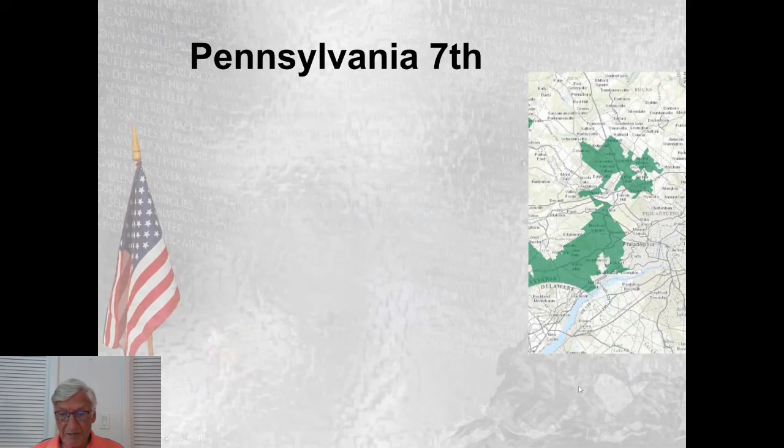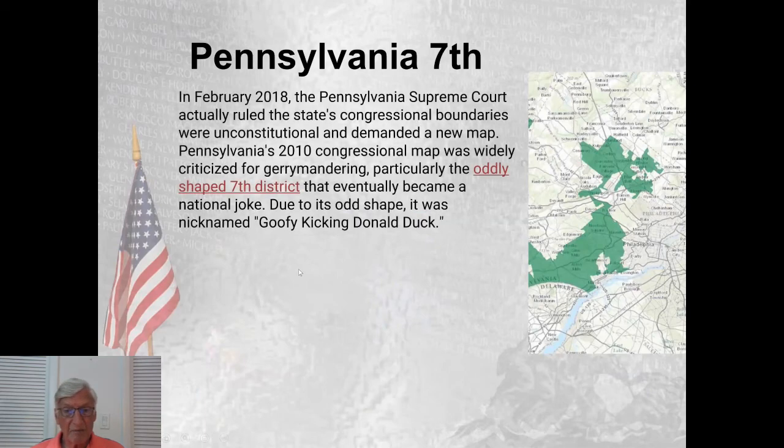Pennsylvania's 7th. In February 2018, the Pennsylvania Supreme Court actually ruled that the state's congressional boundaries were unconstitutional and demanded a new map. In particular, they called attention to the 7th district. It became a national joke, and people who were doing this for a living called it Goofy Kicking Donald Duck as an image.